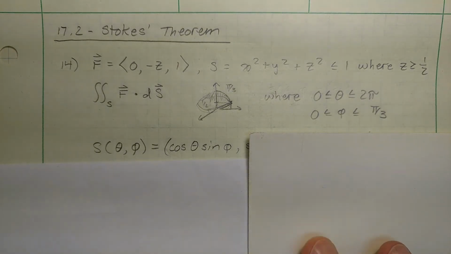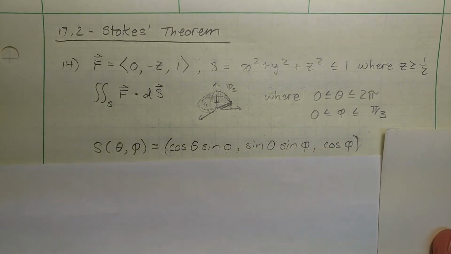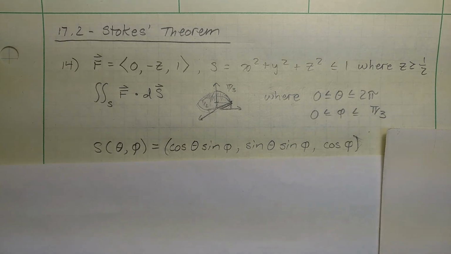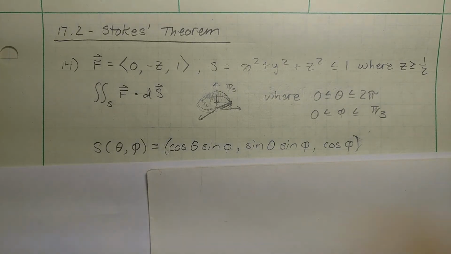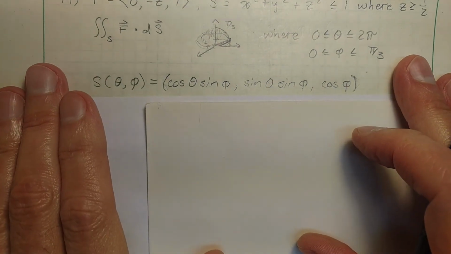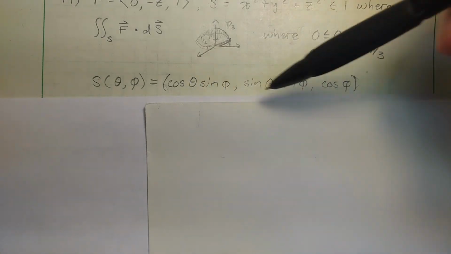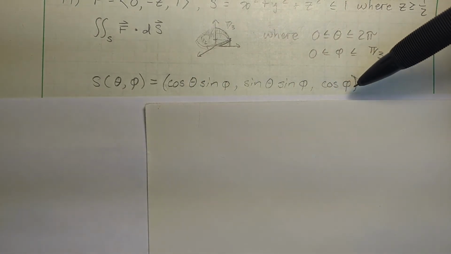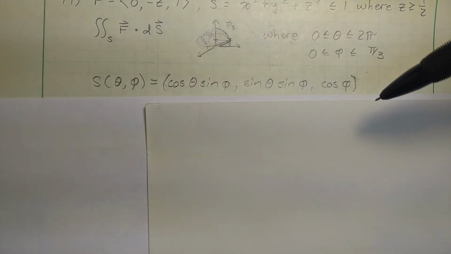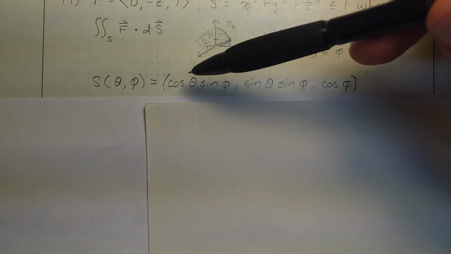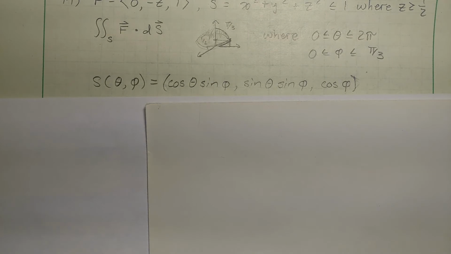cosine theta, sine phi, sine theta, sine phi, cosine phi. There's my parameterization. Now, next step. The truth is, I wrote this out, but this is a parameterization that comes up enough that you should probably memorize it, or at least be pretty good at figuring out what the normal vector for this is, because we've done it numerous times.